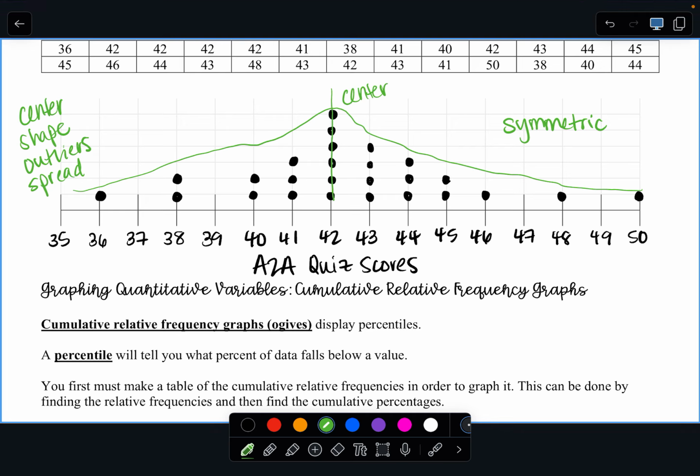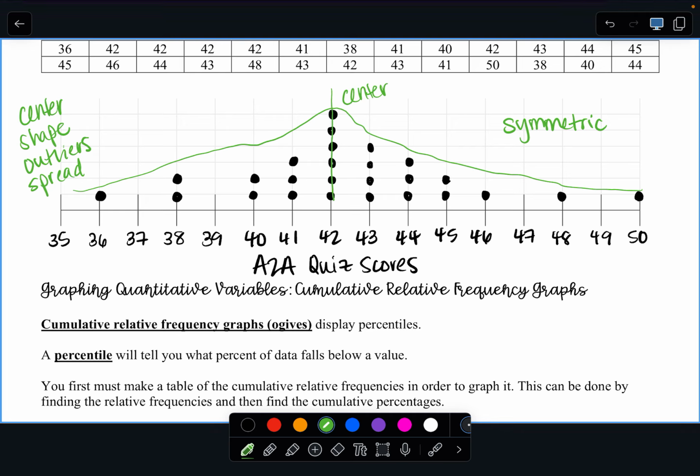And then we have outliers. For the most part, there doesn't look to be any true outliers in this data set. If I had someone who scored like a 2, potentially I would consider that student to be an outlier because it would be so far off from where our data is.